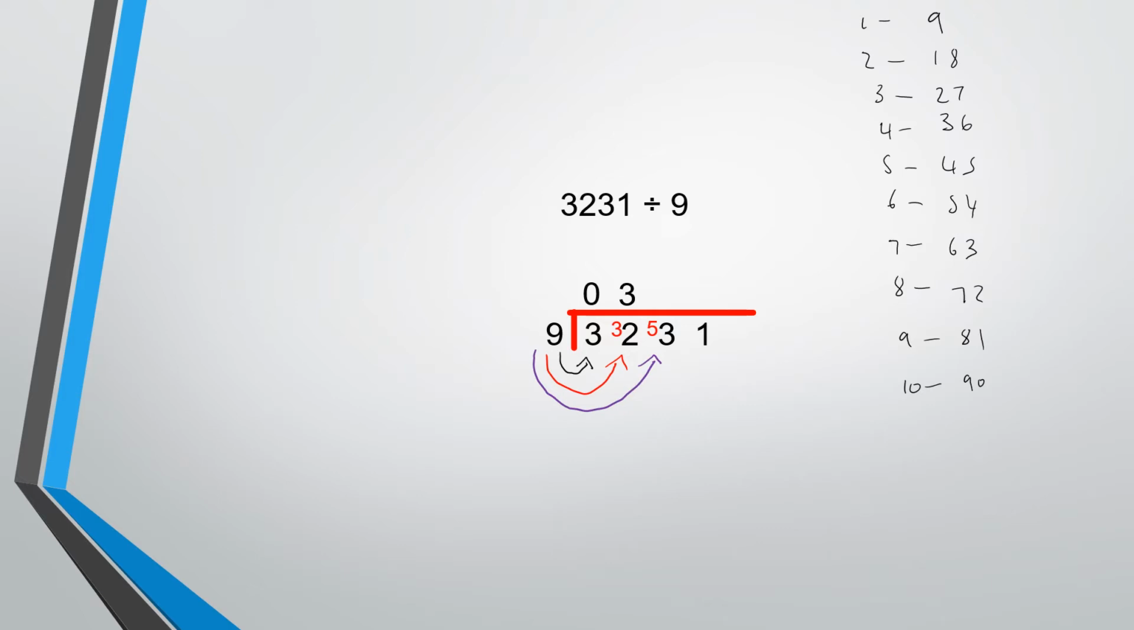Next one, 9 into 53. Again, let's go down the outside. We can't quite reach 54, so we're going to have to put 5 for 45. And the difference between 53 and 45 is 8, so we're going to carry that one over. And the final one is 9 into 81, which we can do as a 9. So 3,231 divided by 9 is 359.